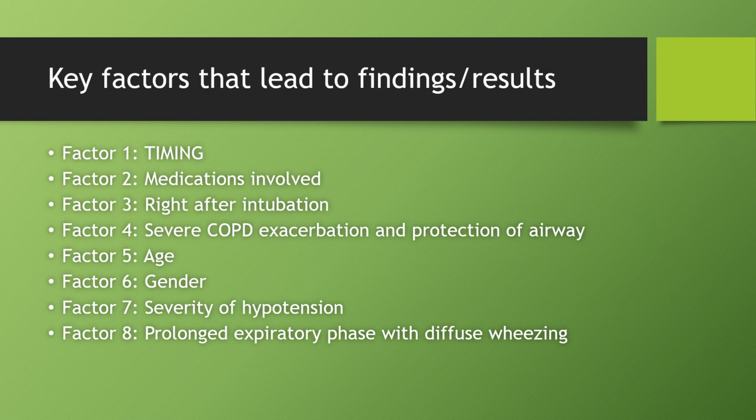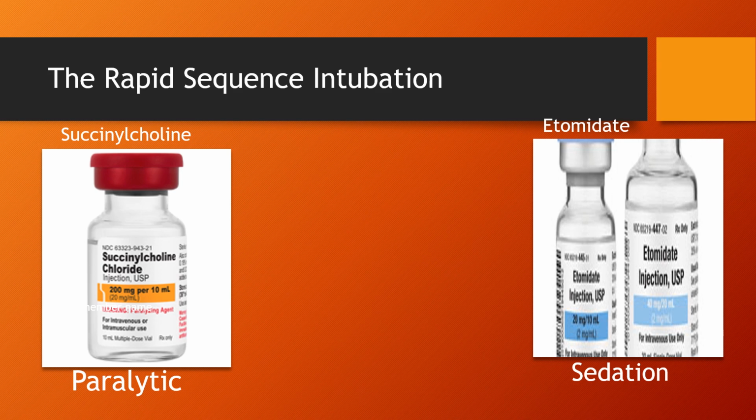The fifth factor is the age, right? The sixth factor is the gender, so this is a female. The seventh factor is the severity of hypotension. How severe is it? Well, it dropped significantly from 145/85 to 95/60 post-intubation. And the eighth factor is the prolonged expiratory phase with diffuse wheezing. Diffuse wheezing is found in COPD, especially if it's really severe. And the prolonged expiratory phase is found with outcomes of these medications that were administered, and they are succinylcholine and etomidate.